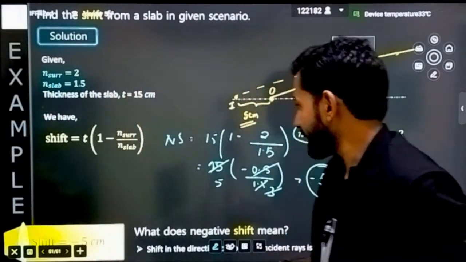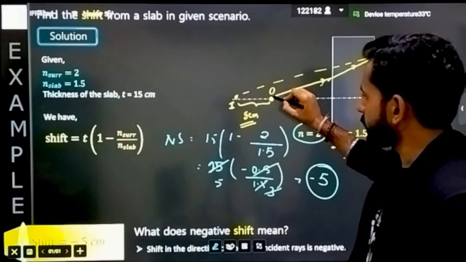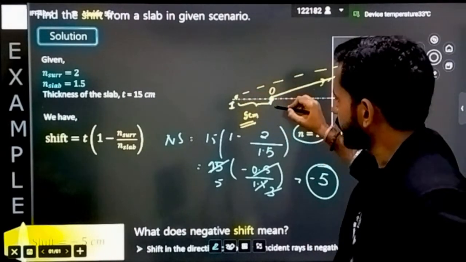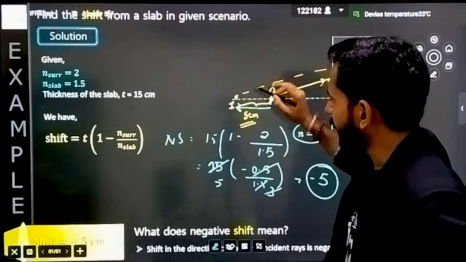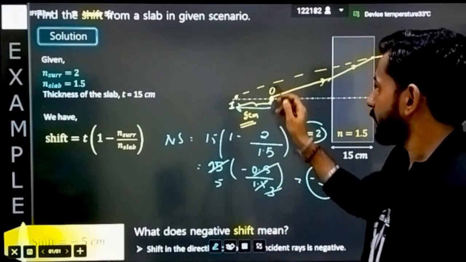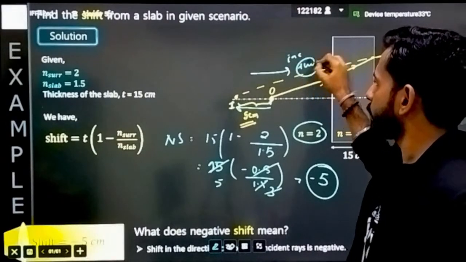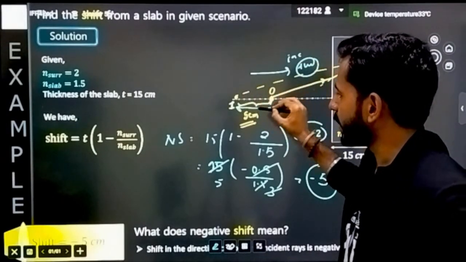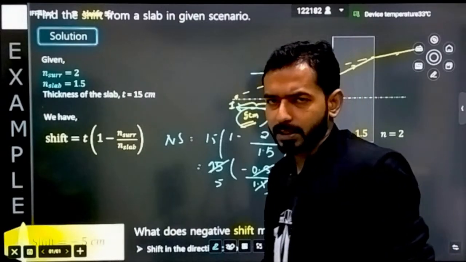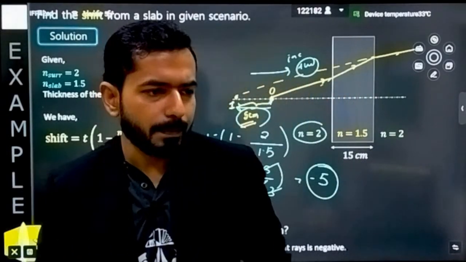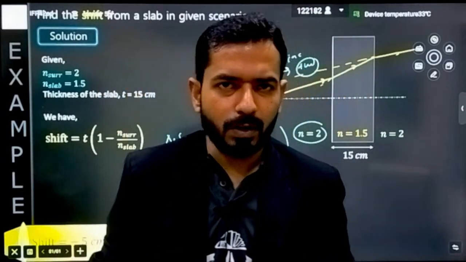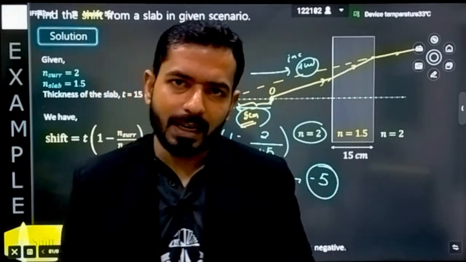Minus 5 reflects that the shift this time, this is the object, this is the image, is in the opposite direction from the direction of incidence. This is the direction of the incident ray. So obviously I will be taking this direction as positive, but the shift is happening in the negative direction, that is the opposite direction from the direction of the incident ray. Okay, this is the interpretation of the positive sign and negative sign.